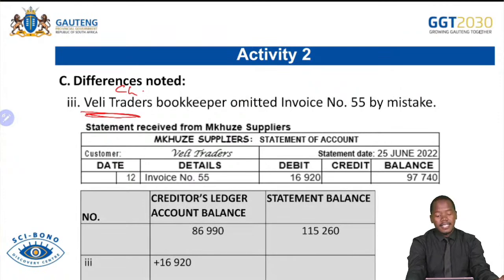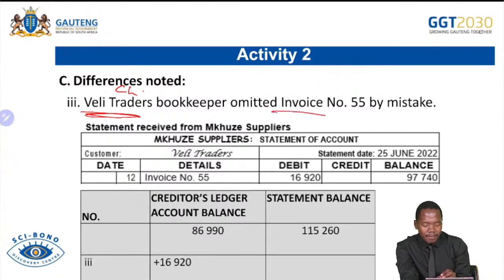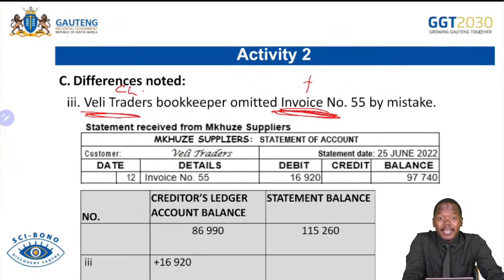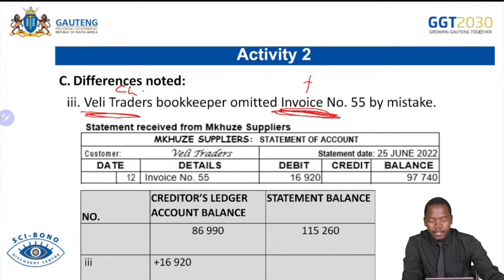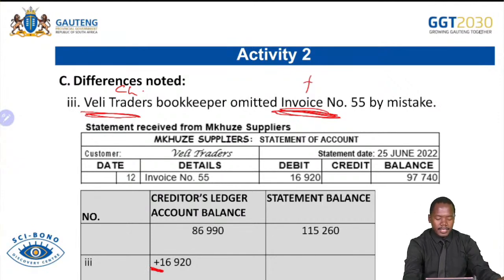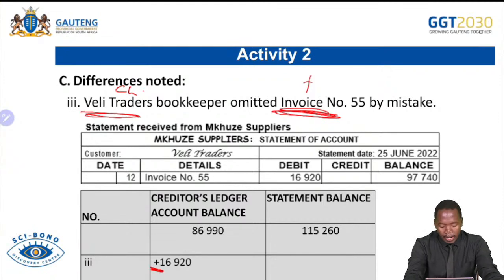How do we enter this? Remember, this is an invoice. If an invoice is omitted, then we need to add because our invoice increases the balance. Whenever we buy on credit, we are increasing whatever we are owing. So it becomes a plus 16,920 on our creditor's ledger, on our side as a business. So our balance is now extra by 16,920.